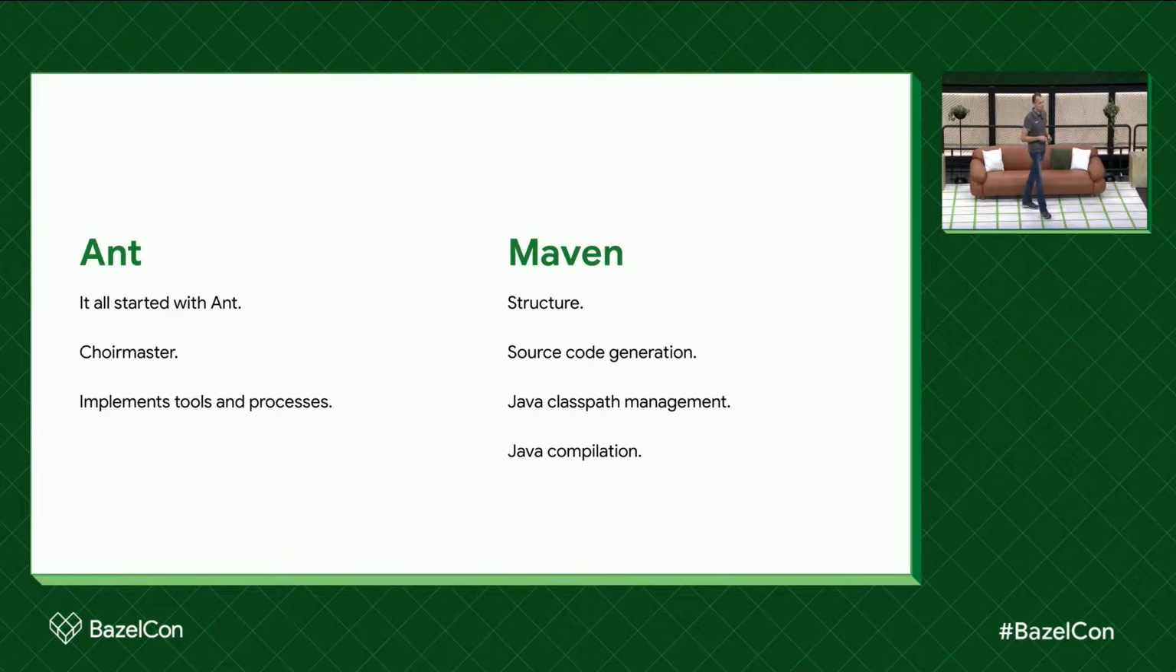But the key point is that we never really got rid of Ant. So Ant still today is sort of the core master of the build. Maven is used for source generation, for compilation, and in principle managing the class path using the POM XML files, dependency declaration, dependency management.